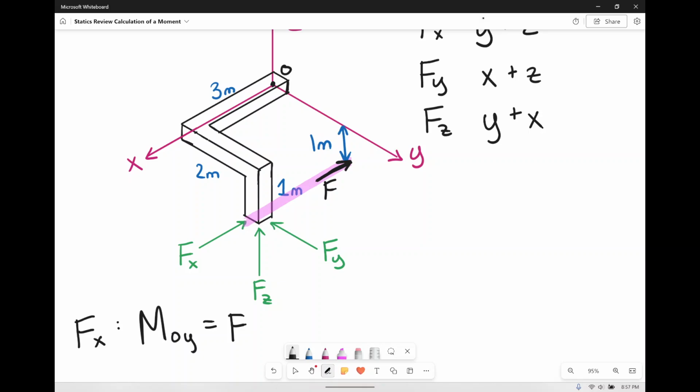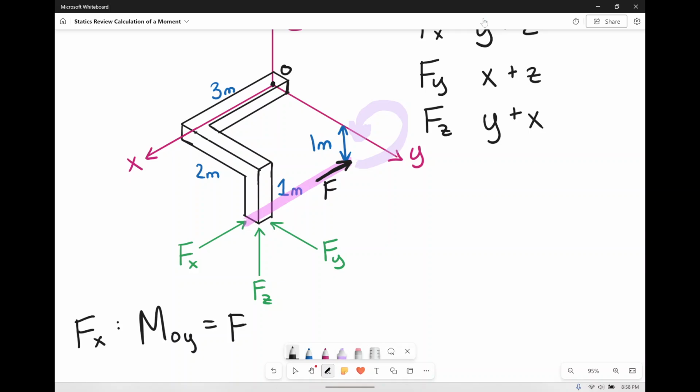In this case, it's really easy to see that if we imagine this force twisting around, it's going to go under the y-axis and come out and over the top of it, because it is going to rotate 1 meter away from the y-axis.